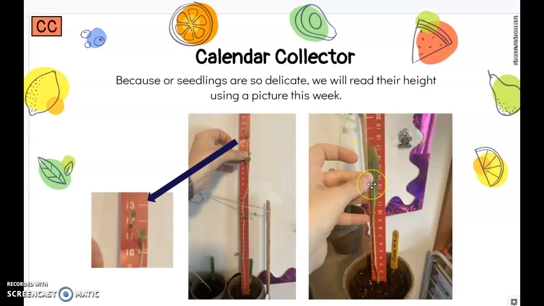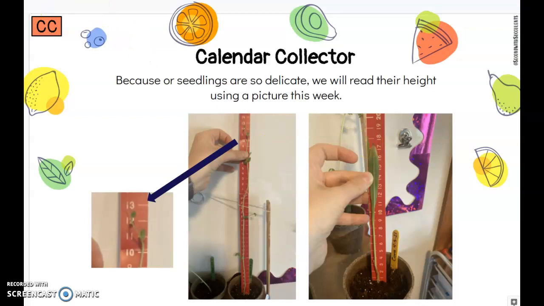Let's look at our corn seedlings. How many centimeters tall is our corn seedling? Show a connection if you're reading 18. Yeah, this little skinny leaf right here is just at the 18, a little bit over, but closest to the 18 centimeter mark. Now let's record those heights in our Number Corner book.